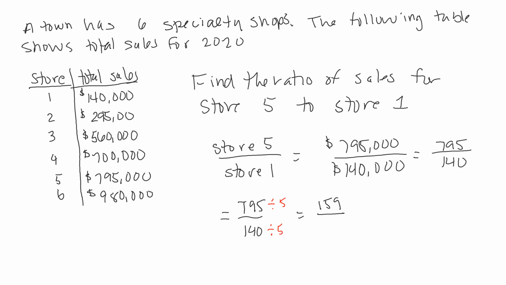140 divided by 5 is 28. I think that's probably as reduced as it's going to get, but let's see. That is as reduced as it's going to get. So basically what we could say is for every $159 that store 5 makes, store 1 only makes $28. So let me go ahead and write that in words so you can see it.